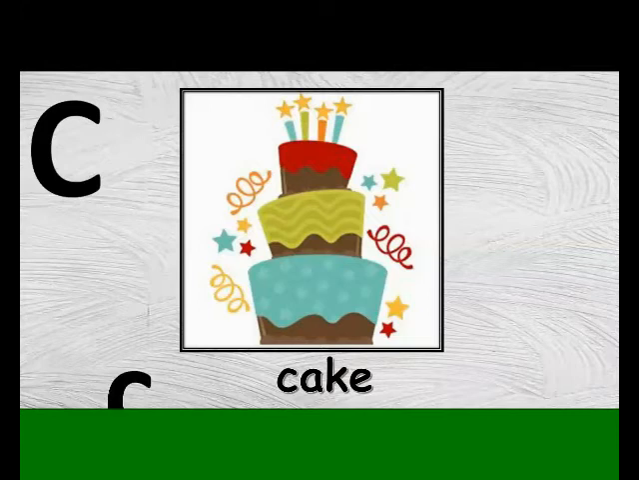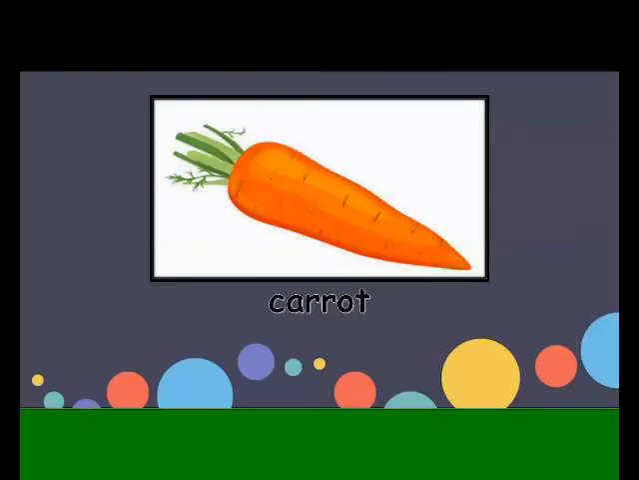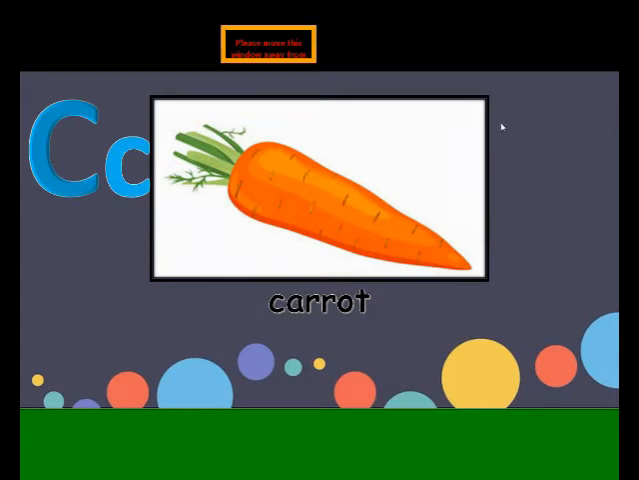Okay, now what is this? Yes, this is a carrot. It's a vegetable and its color is red. Carrot. And the color of carrot is red. Is it a vegetable or fruit? Yes, it's a vegetable. And when we eat carrot, we get strong. It's a very tasty vegetable.